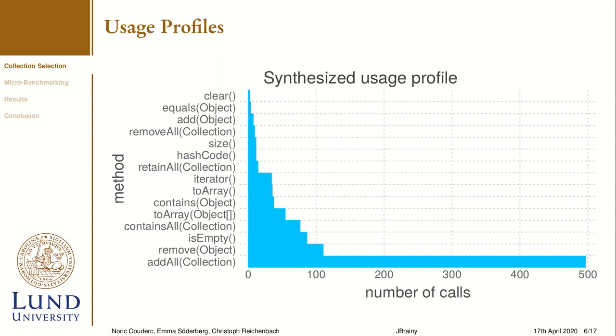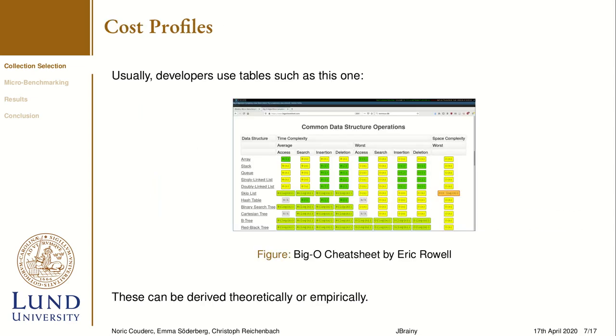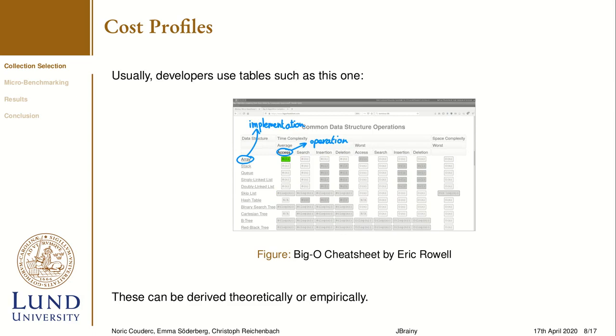So what does the usage profile look like? You can think of it as a distribution over the method calls, meaning that some methods are called more than others. Once you have this usage profile, which you can trace, you can go on the internet and find a table such as this one, where you look at the implementation and the operations you want to do, and it gives you a cost. These tables can be derived theoretically or empirically.